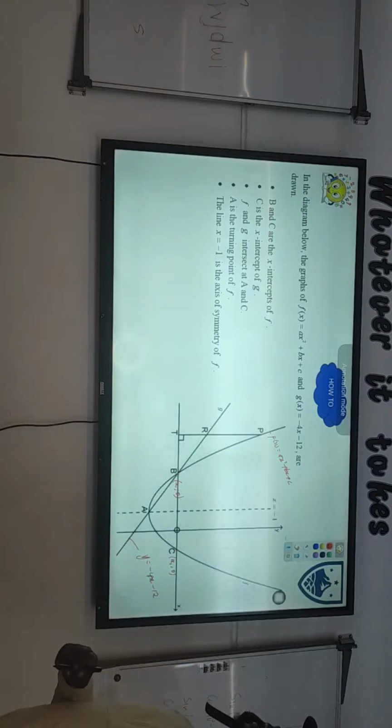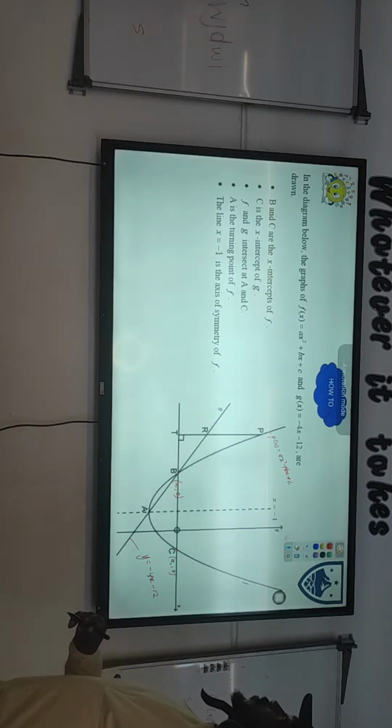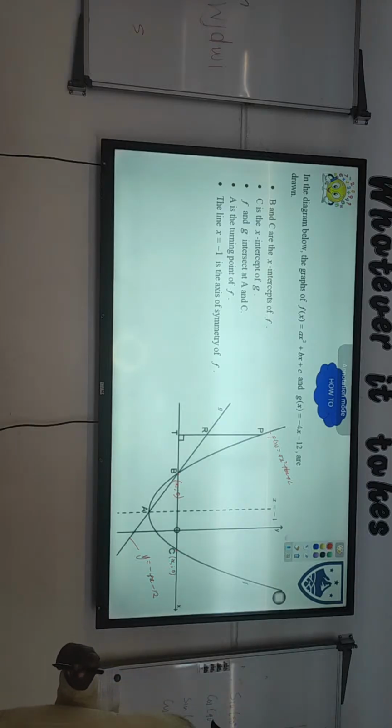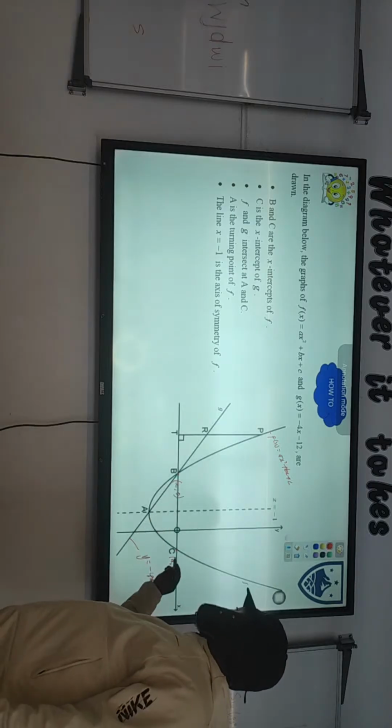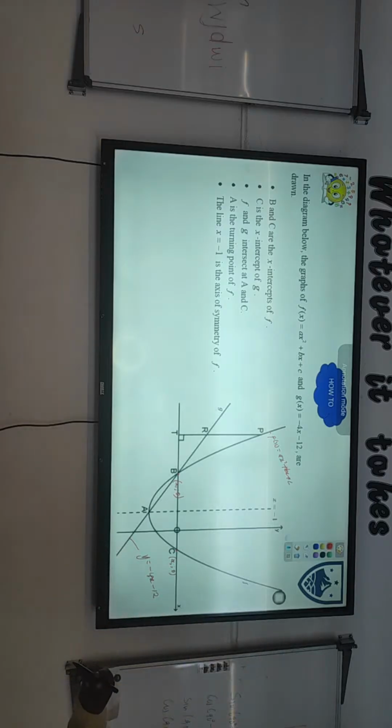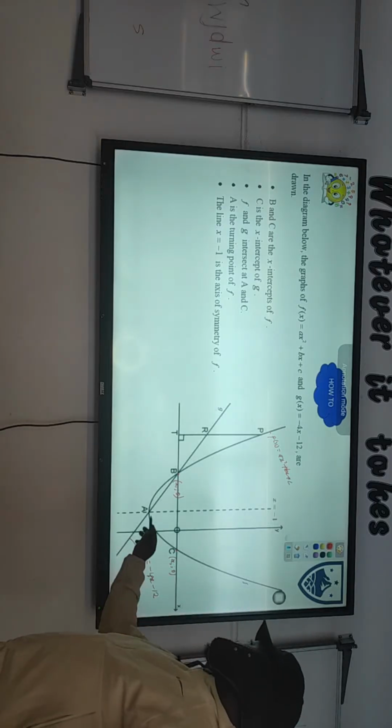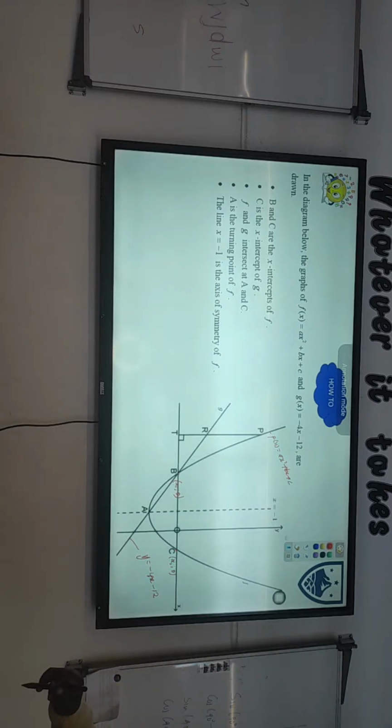Good. And C is the x-intercept of G. So B and C are x-intercepts of F. And then C is also an x-intercept of G. So this is still the x-intercept of G.